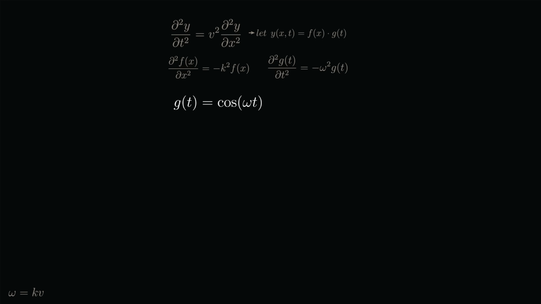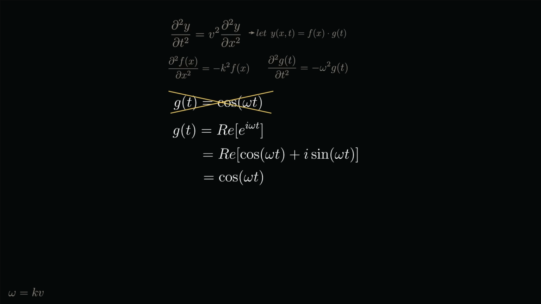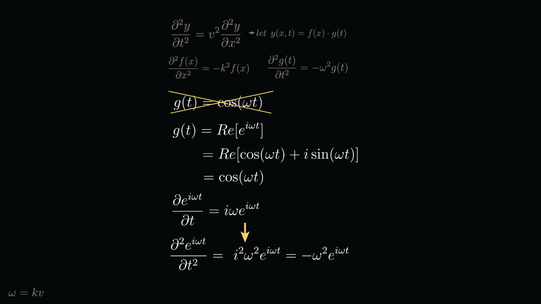A helpful mathematical trick used by physicists including Schrödinger is to express these solutions using complex exponentials. So instead of writing the cosine of omega times t as a solution, we instead write e to the power of i times omega t. By Euler's formula, the real part of e to the power of i times omega t is exactly equal to our original cosine solution. Differentiating complex exponentials is simple. We just drop down the exponent. So the first time derivative of e to the i omega t is just i omega times our original function. And our second derivative is just i squared times omega squared times our original function. This shows that e to the i omega t is a valid solution to our differential equation.